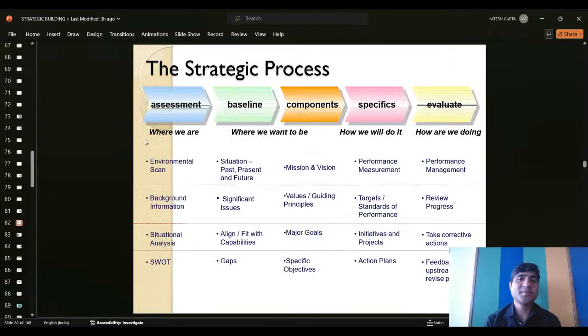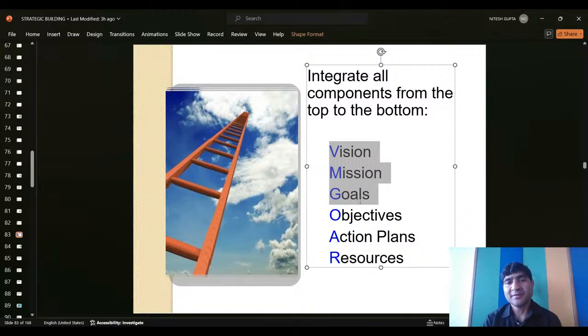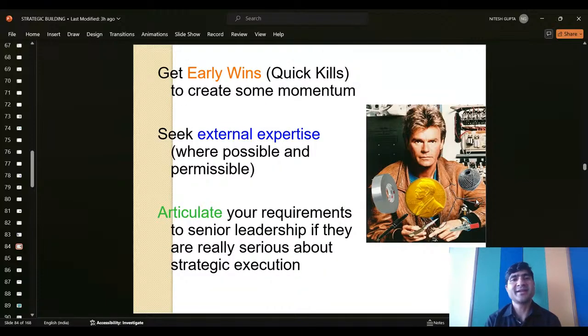So when you sum up, the strategic process looks like this: assessment, baseline components, specifics, and evaluate. When you integrate all the components from the top to the bottom, you have your vision, mission, goal. So what is this VM goal? Vision, mission, goal, objective, action plan, and resources.